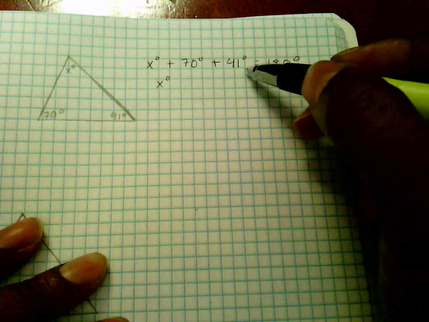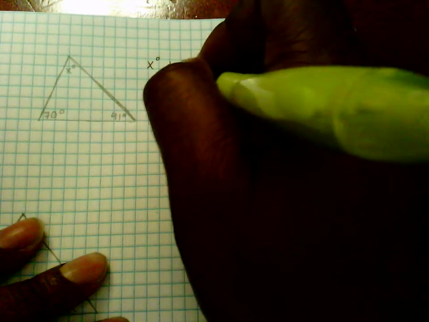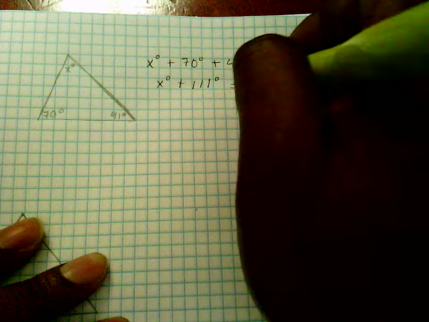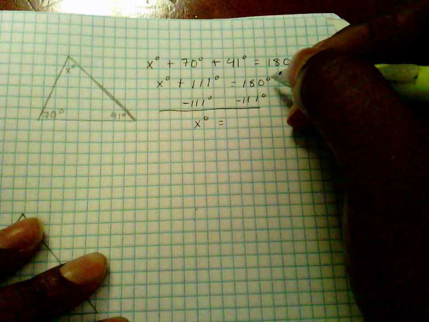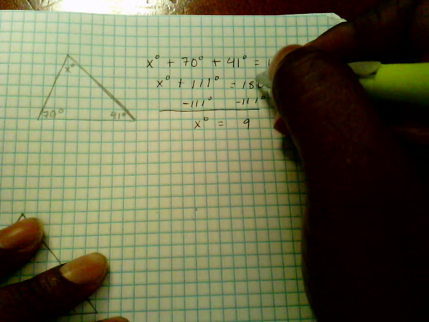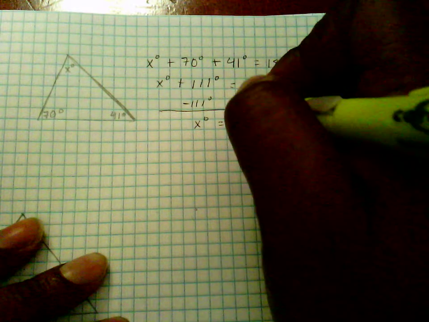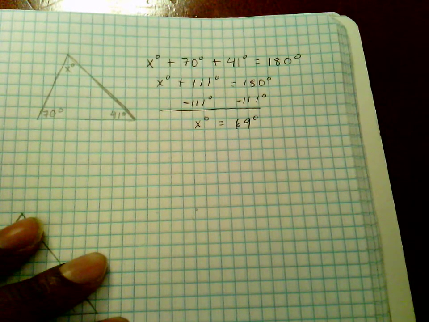So this will be x degrees plus 70 plus 41, which gives us 111 degrees, equal to 180. Subtract 111 degrees on both sides. So we'll have x degrees equal to, if we compute this, 69 degrees. X will be equal to 69 degrees.